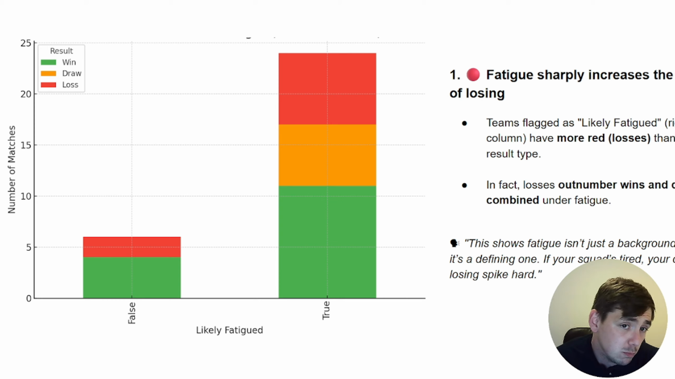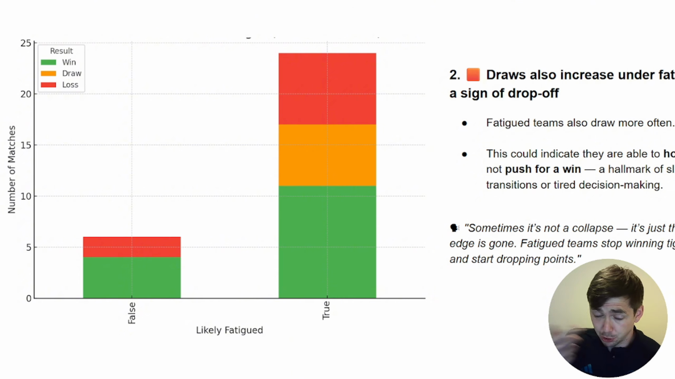So the sample size was much larger towards true being the case of fatigued teams, and we did see that there was a higher percentage probability of a loss and an increased number of draws. It doesn't mean that a team can't win, but fatigue did seem to show, at this stage, that it does have an impact on overall team performance.